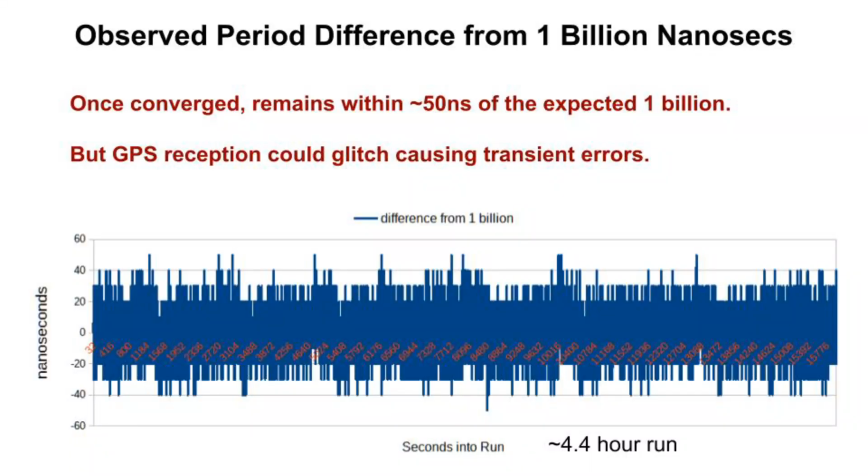Once the feedback loop is converged, how well does it stay converged? This graph shows a 4.4-hour run. The graph is showing the observed period's difference from 1 billion. You can see that it stays within about 50 nanoseconds of the ideal value. It means the convergence is quite stable, provided the GPS reception is good and there is no missed or messed up pulse and no loss of fix.